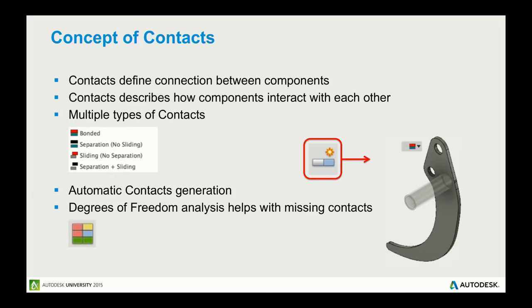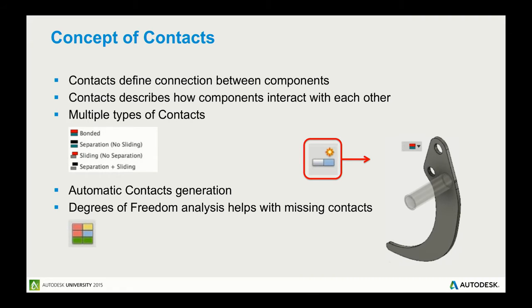Okay, next is the concept of contacts. Contacts define connection between components. So if you have multiple components, you need to define how they interact with each other. And we have multiple types of contacts. The bonded contact, you can imagine it as glued or welded together. Separation without sliding allows the surfaces to separate but without any sliding. Sliding, no separation, means that there is a free sliding, but the surfaces need to stay touching each other. And the last one, separation with sliding, that's a combination of it. So it can slide, it can separate, but the materials can't penetrate each other.